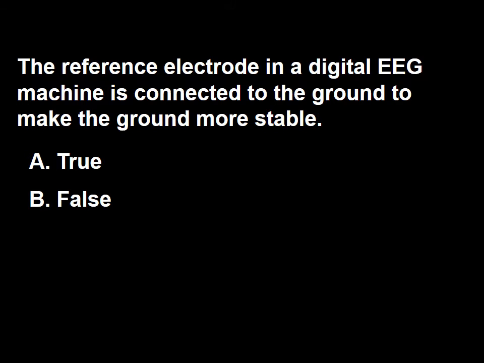Next question. The reference electrode in a digital EEG machine is connected to the ground to make the ground more stable. A true, B false. I am going to spend probably more time than I should during this talk on this question. I will do this because most books do not mention this electrode.